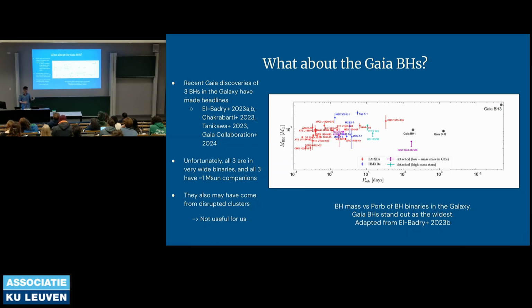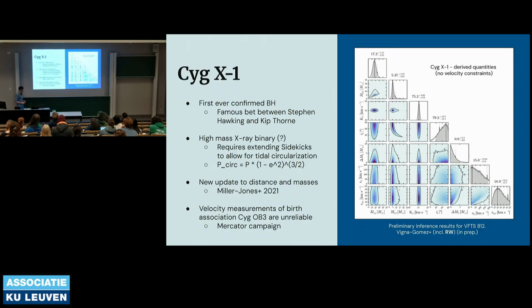And this is maybe the biggest reason why we can't use these systems: it's a low mass companion, so you don't get these constraints on the age and the perturbations and things like this that we really like. So for these particular systems, Sidekicks is not so useful. It violates our assumptions. However, we can use Cygnus X-1, which is a very famous X-ray binary.